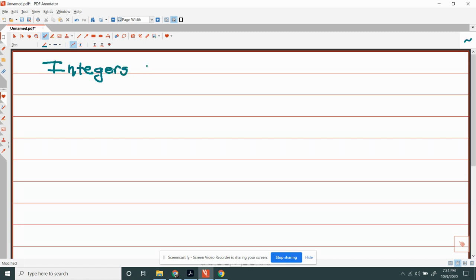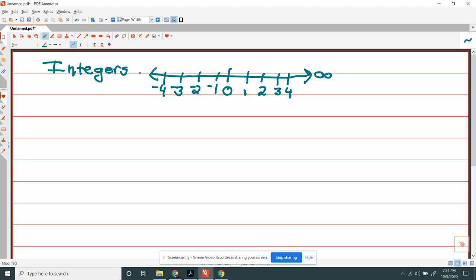Okay, so integers are the positive and the negative numbers on the number line. We're not talking about decimals, we're not talking about fractions. This is what we're talking about, okay? The number line to the right goes to positive infinity. To the left, the number line goes to negative infinity. And this side, we will go to negative infinity.